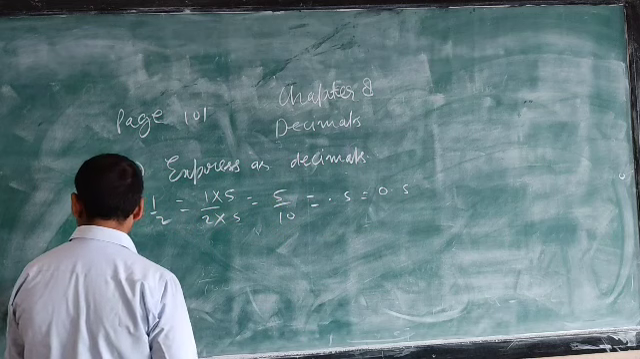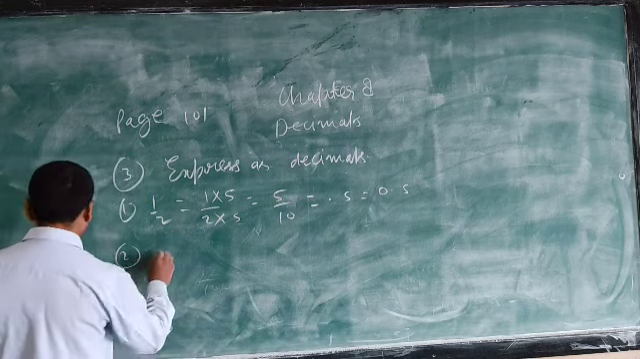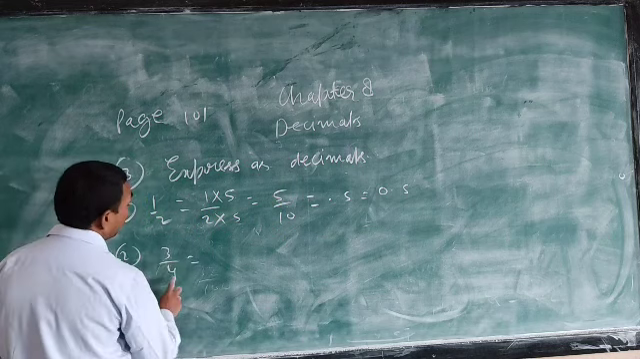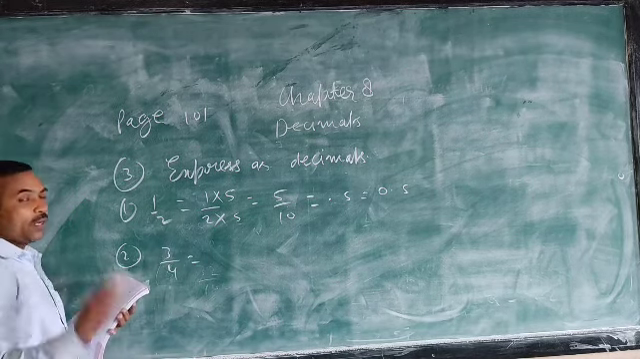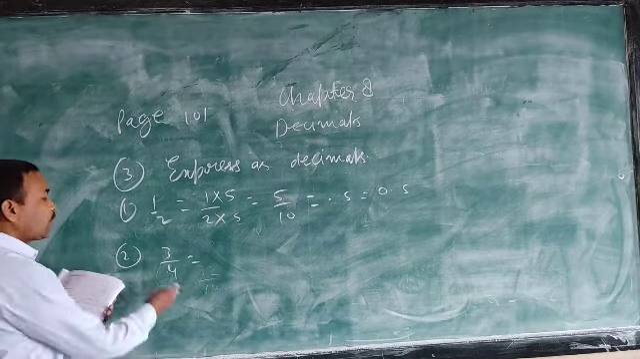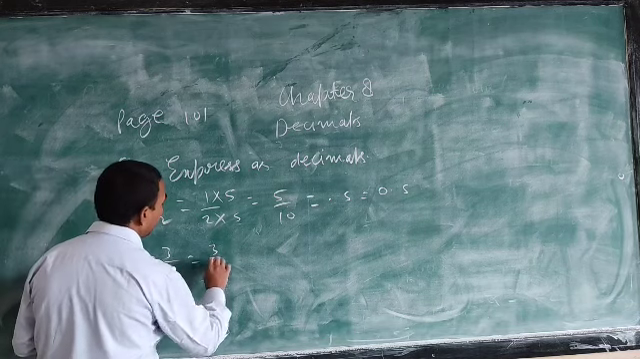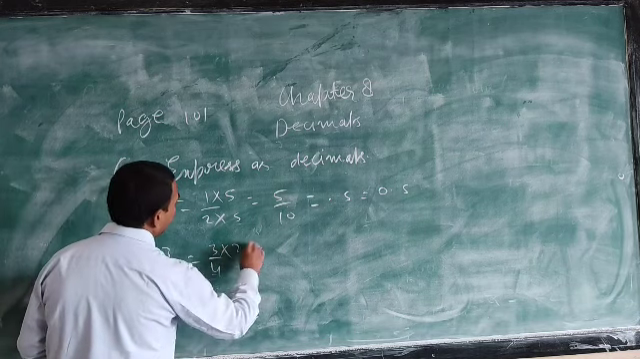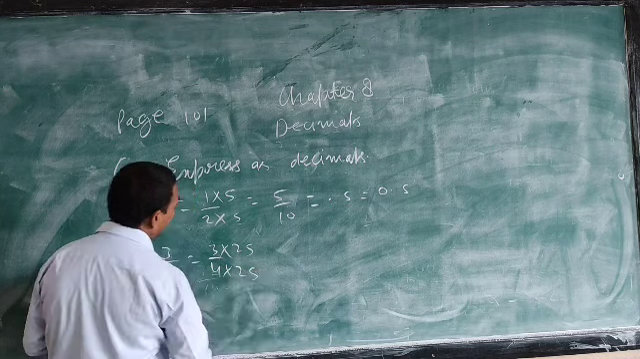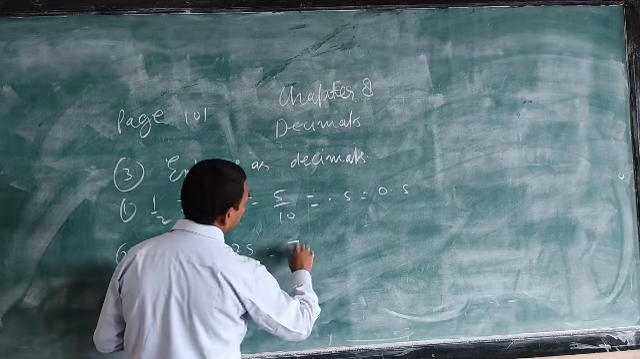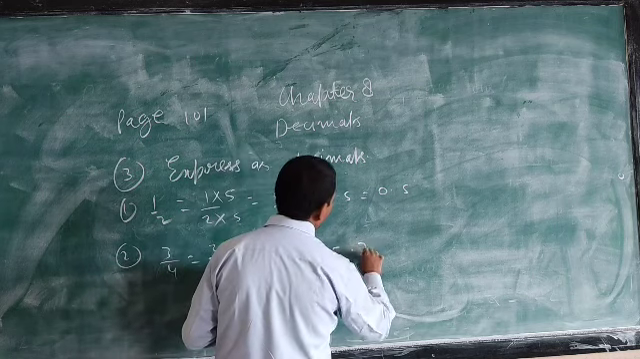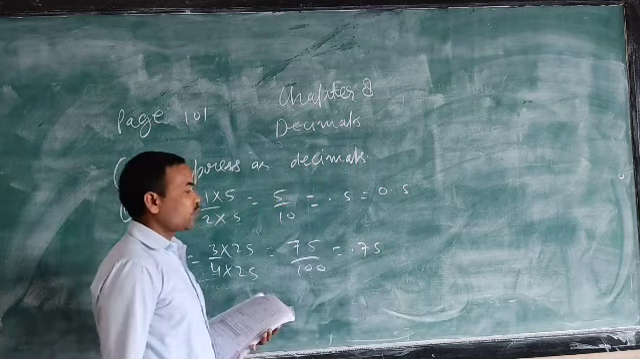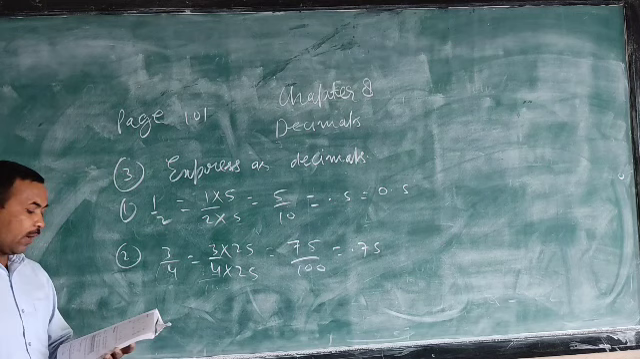And second, here the fraction is 3 by 4. So no multiple of 4 becomes 10. So you should think about 100. How does 100 come from 4? You can divide 100 by 4. It becomes 25. So this becomes 75 by 100 and this can be written in decimal form as 75 hundredths, 0.75.